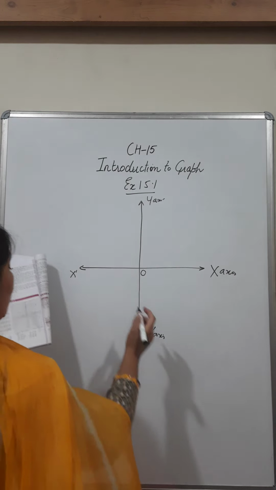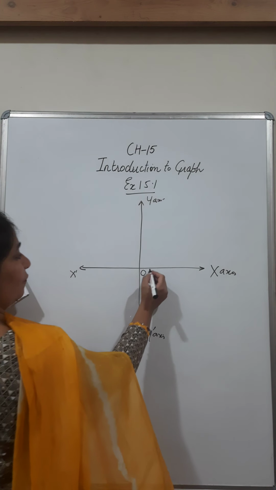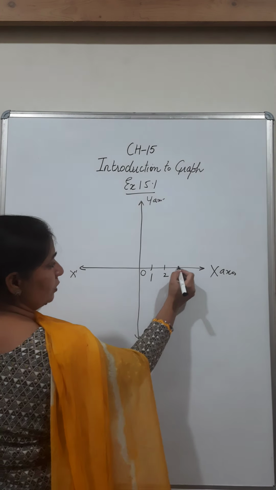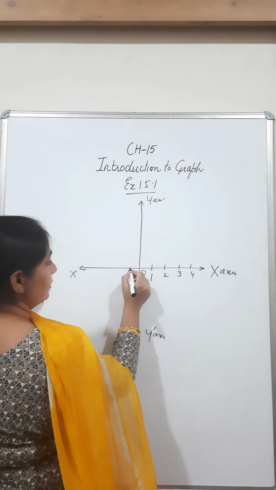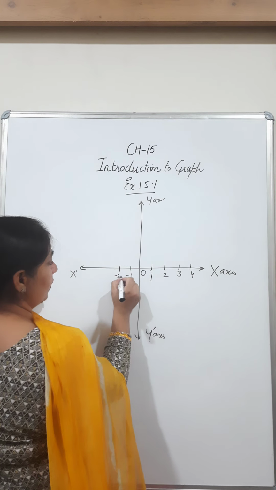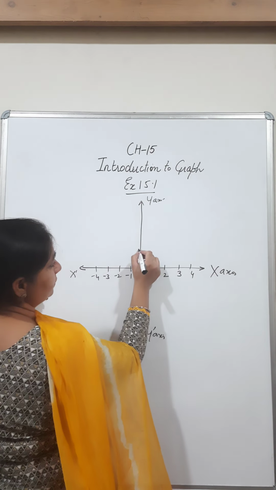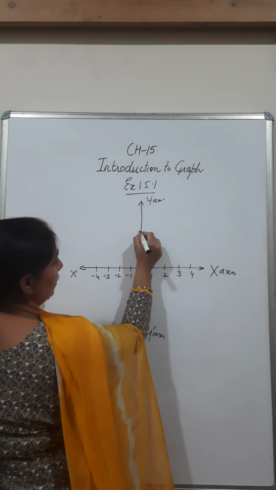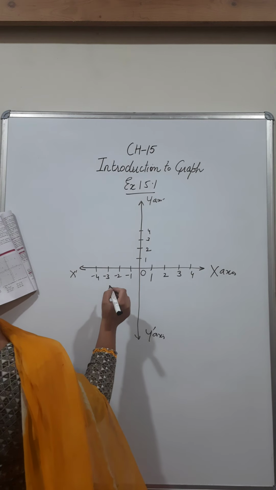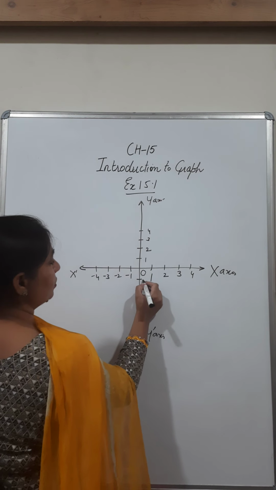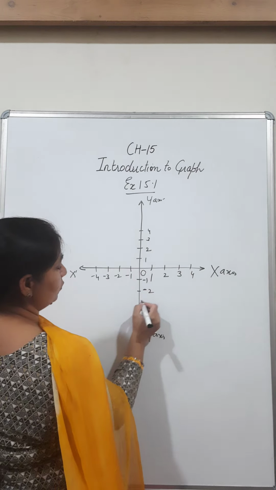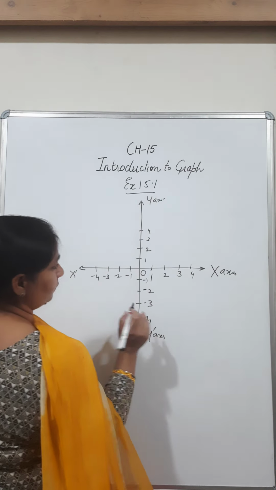Now you have to take a scale. So 1, 2, this should be at equal distance, beta. Similarly on this side you will mark -1, -2, -3, -4. Again at equal distance here 1, 2, 3 and 4. And next you have the points in the downward direction, -1, -2, -3, -4.